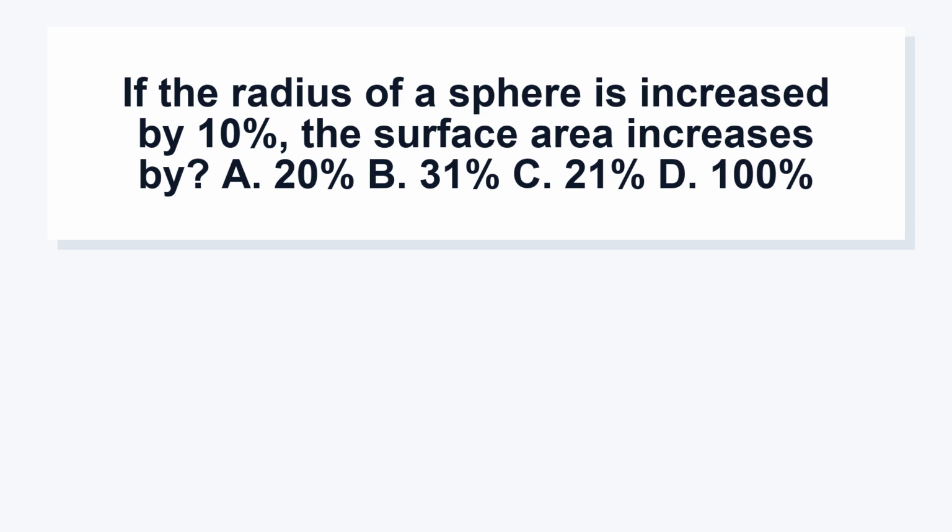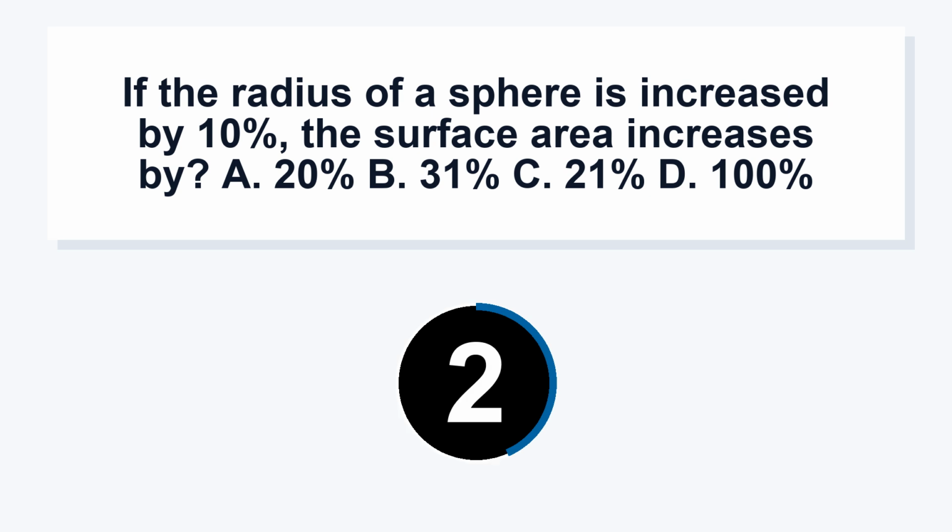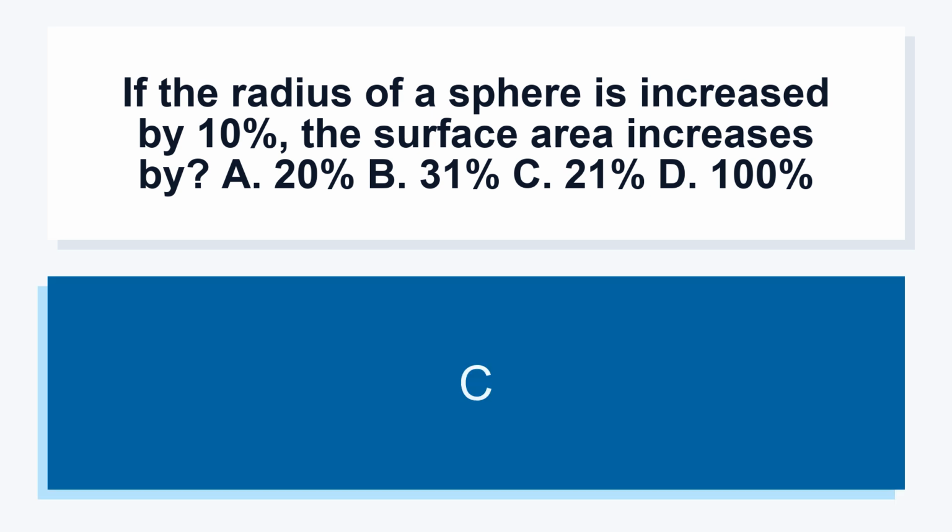If the radius of a sphere is increased by 10%, the surface area increases by A. 20%. B. 31%. C. 21%. D. 100%. C.